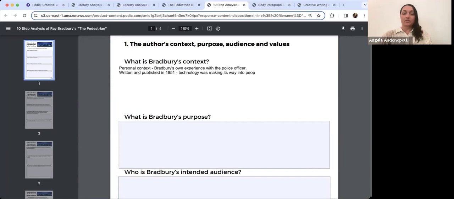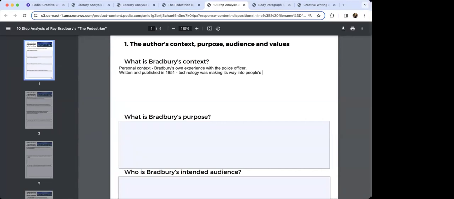Any thoughts on what his messages might be, people? Anyone got any ideas on what is the point of that story? What is he trying to tell us? What is he trying to awaken us to, or his audience to?